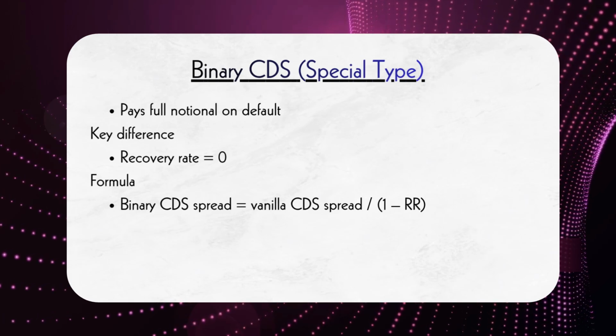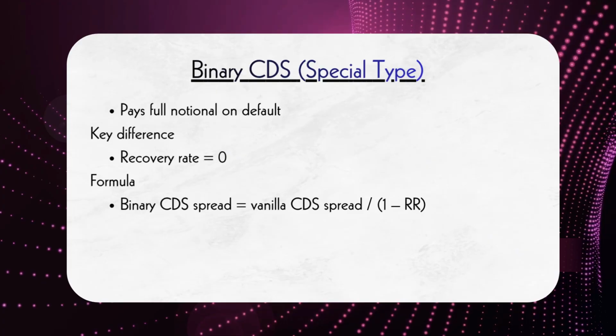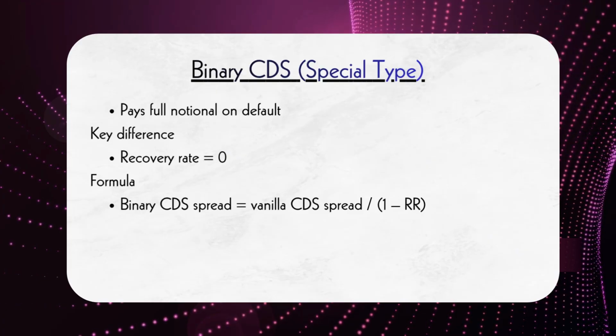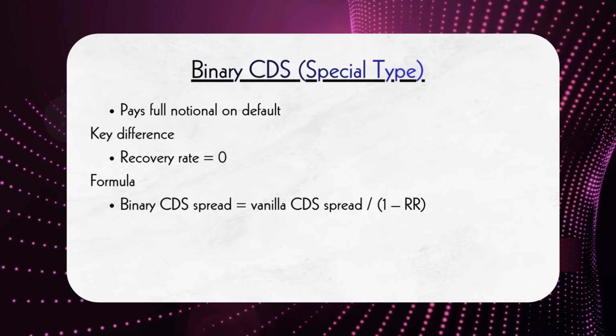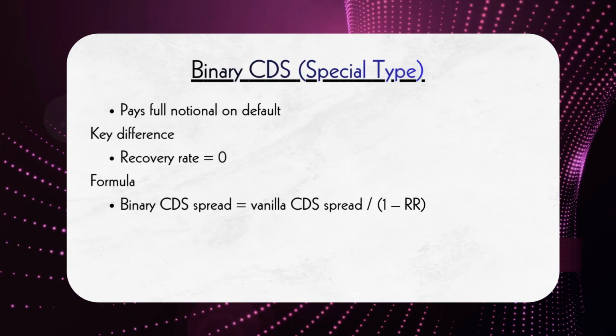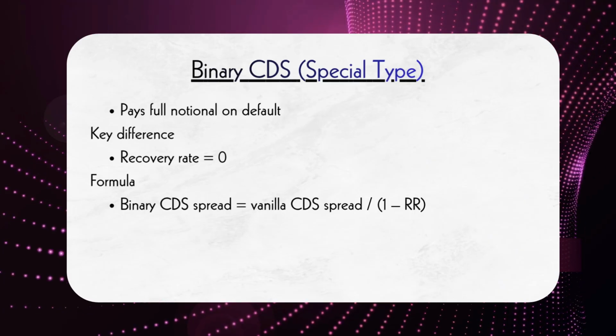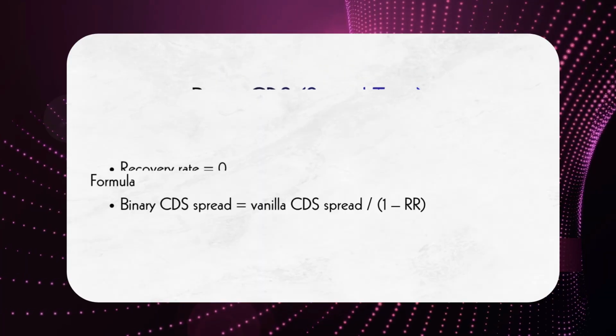One example is a binary CDS, where the protection buyer receives the full notional amount upon default, regardless of recovery. This effectively assumes a recovery rate of 0, which makes the CDS spread higher. In fact, the binary CDS spread can be calculated as the regular CDS spread divided by 1 minus the recovery rate.